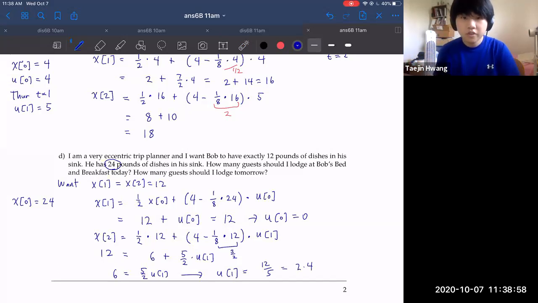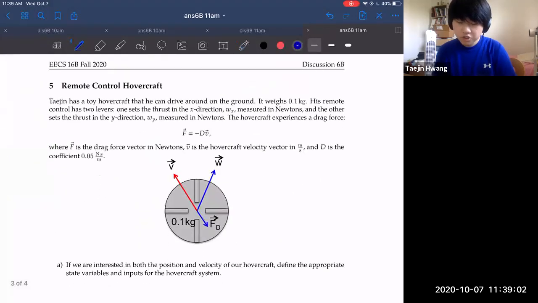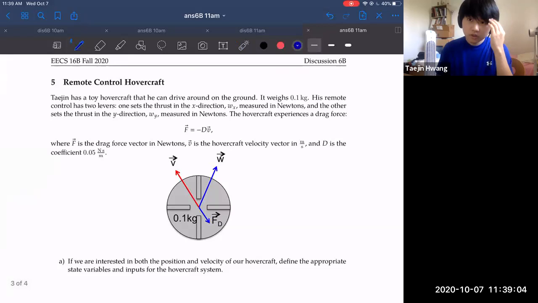Okay, if we don't have any questions, let's move on to the second question. And hopefully the first question gave you a lot of ideas and intuition on how to model in discrete time, and the second question is going to go back to continuous time. So now we're going to take a look at this remote control hovercraft, which can move in certain directions with a remote control.